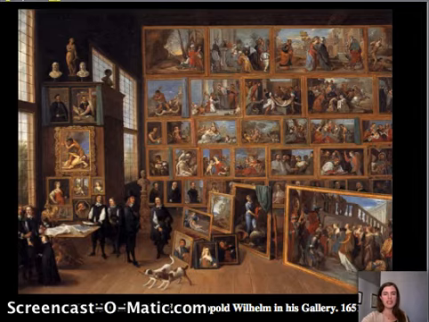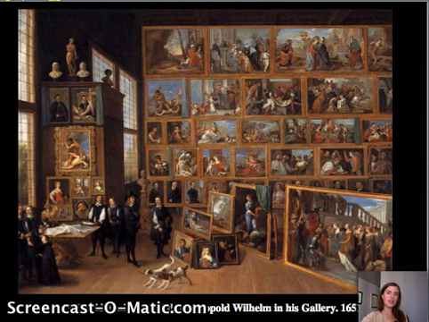A final work to see is a work of Archduke Leopold Wilhelm in his gallery. And these are just interesting works because they function as catalogs of individuals' collections. The Archduke Leopold had an extremely impressive collection, especially of Italian works. We see a lot of works, especially from Venice.